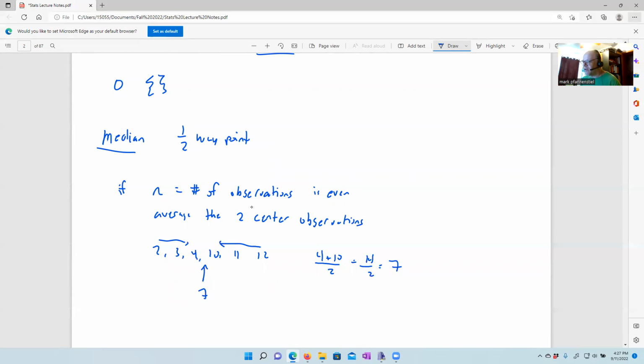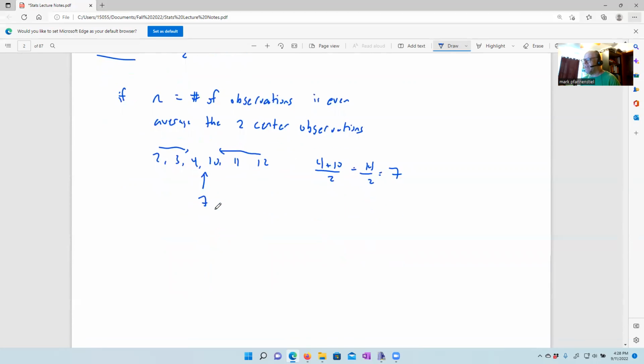So 7 doesn't show up in my list. That's okay. That's how we calculate the median, right? If the number of observations is odd, it's not misunderstood, that means that we have 1, 3, 5, or 7.